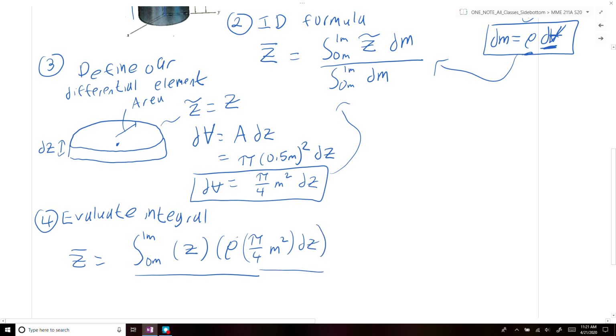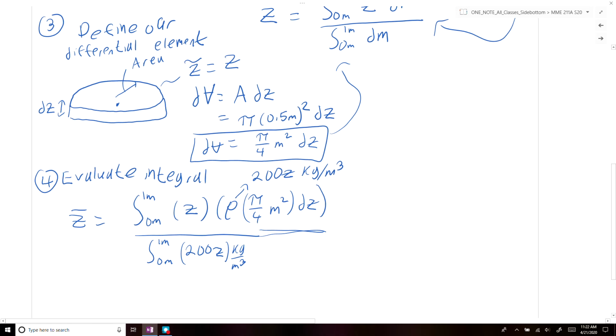Alright, the one thing I should have done here is, rho we know is equal to 200 z kilograms per meter cubed. So you can add that into that equation as well. And then on the denominator we get 1 meter over 0 meters times rho. I'll plug in rho on the denominator, 200 z kilograms per meter cubed, times pi over 4 meters squared dz.